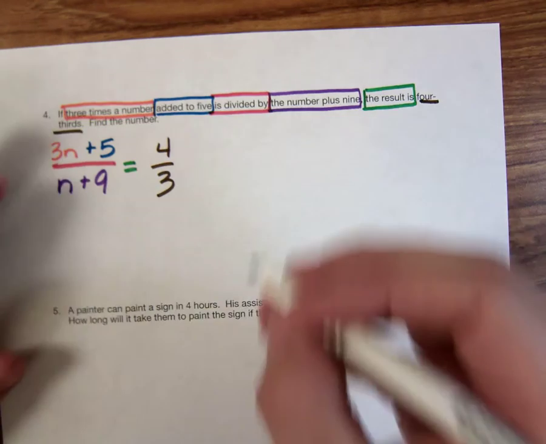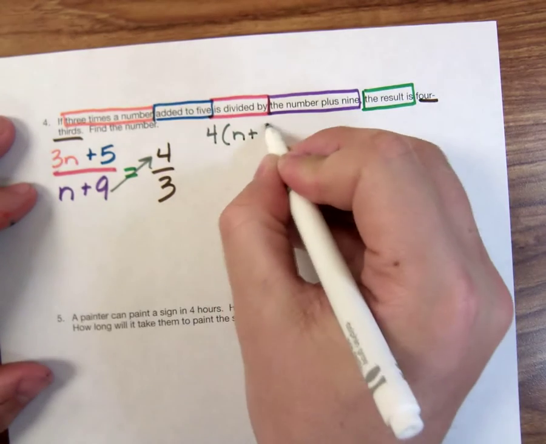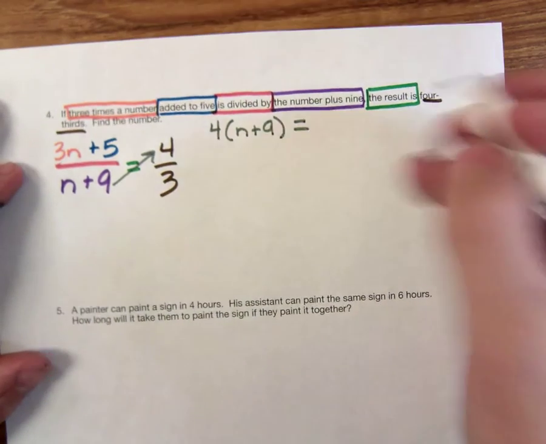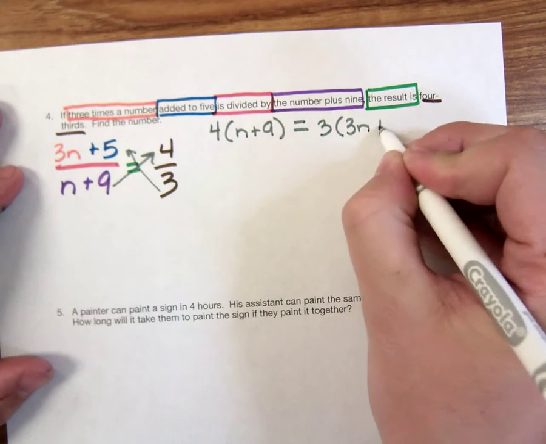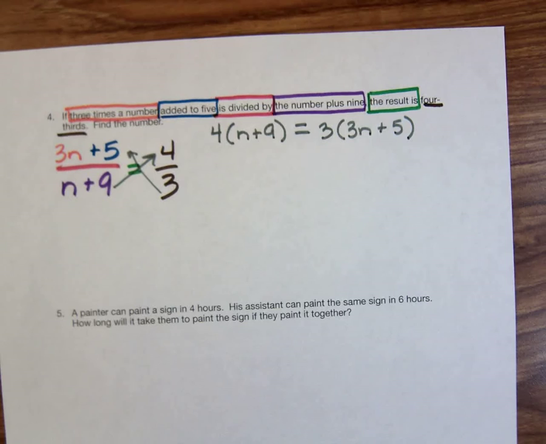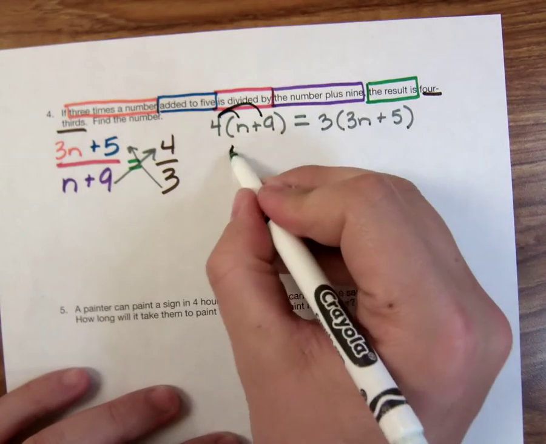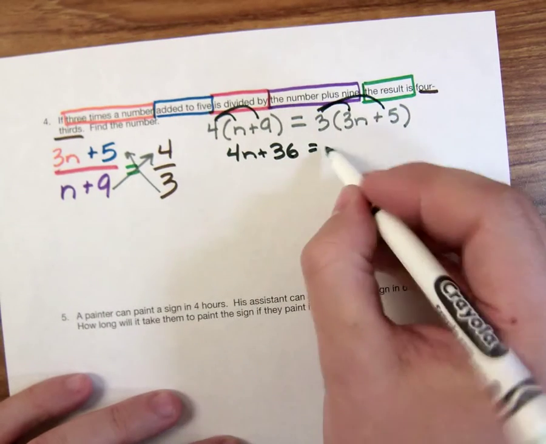Let's cross multiply. So n plus 9 and 4 get multiplied. 4 times n plus 9 equals 3 times 3n plus 5. What's 9 times 4? Yep, there we go. Distribute. 4n plus 36 equals 9n plus 15.